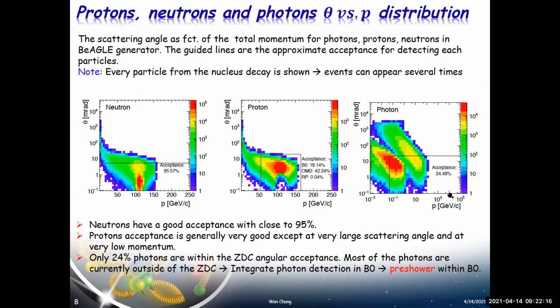Only 24% of photons are within the ZDC angular acceptance. Most of the photons are currently outside the ZDC. So we also simulate a pre-shower within the B0 acceptance to detect the photons. We simulated the pre-shower consisting of a lead layer and a silicon layer. We assume it is positioned also in the B0PF dipole after the B0 silicon tracker. For rejecting the incoherent events, only one of the particles being detected by the detectors is sufficient.